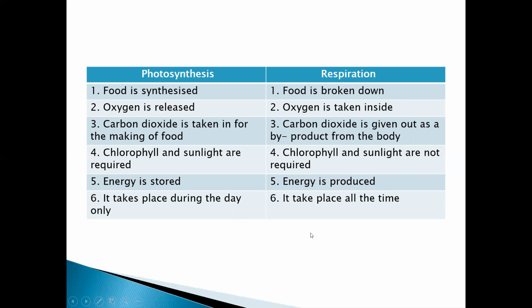Sixth point, photosynthesis takes place during the day only, while respiration takes place all the time.